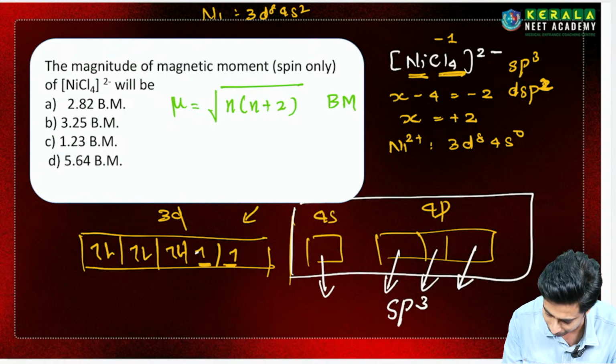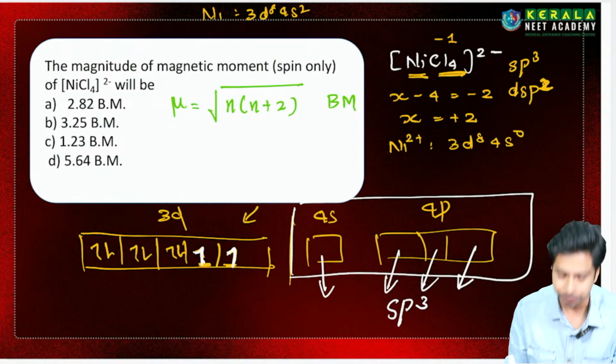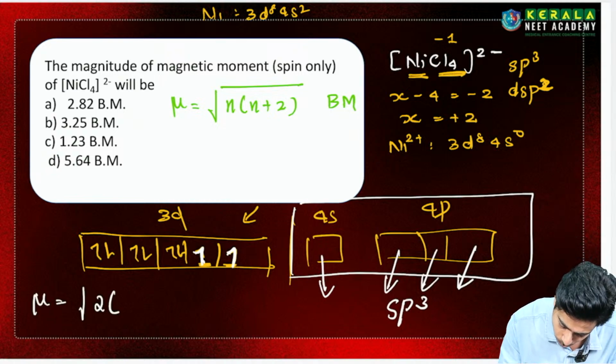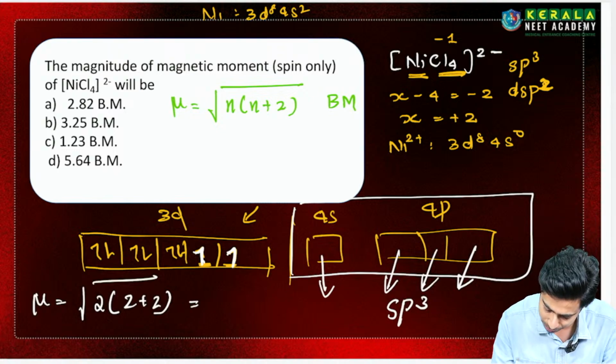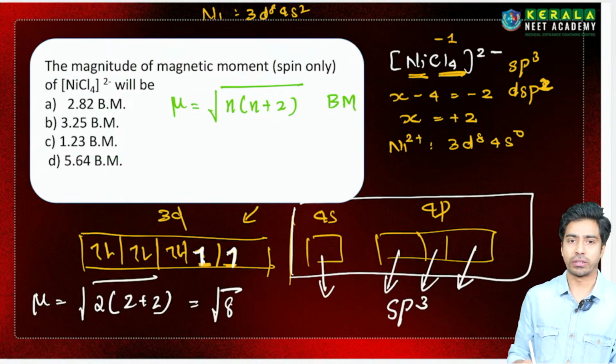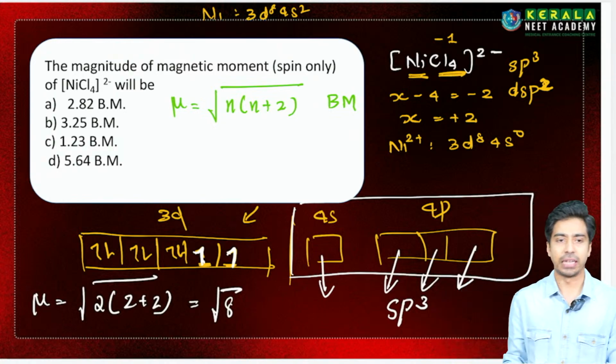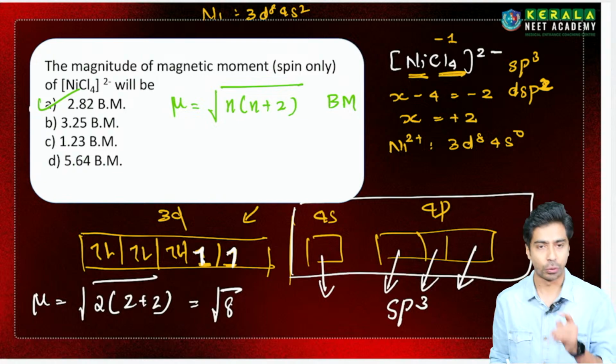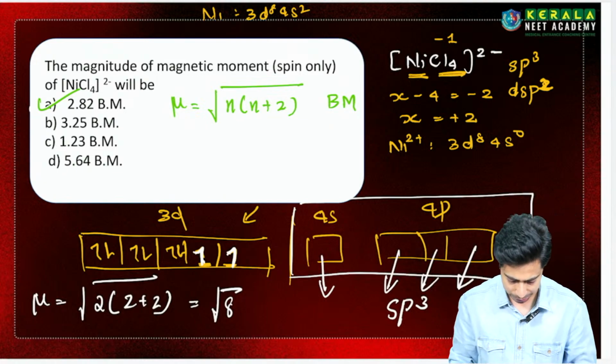So what is the number of unpaired electrons? Number of unpaired electrons is 2. So what will be the formula? Mu is equal to root of 2 into 2 plus 2, which is root 8. Root 9 is 3, but root 8 will be less than 3, so 2.82 will be the right answer. And remember, here also I'll give you some values.